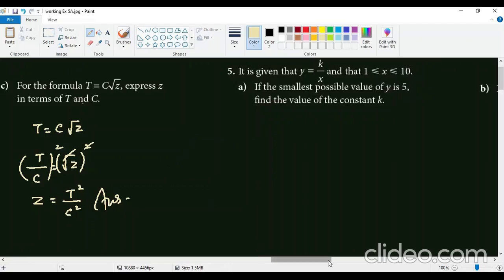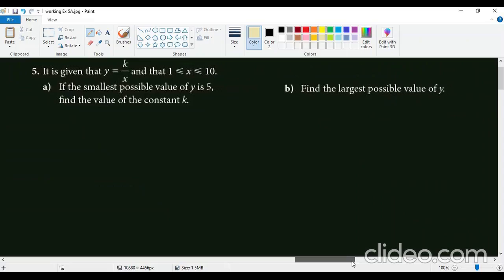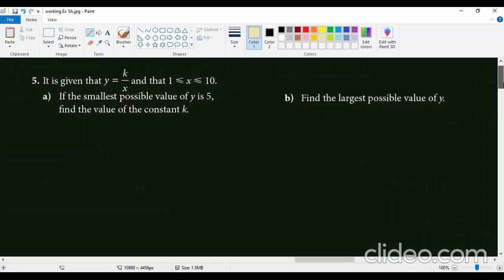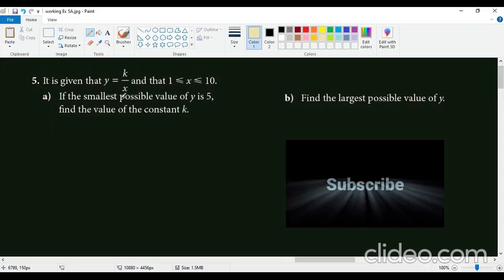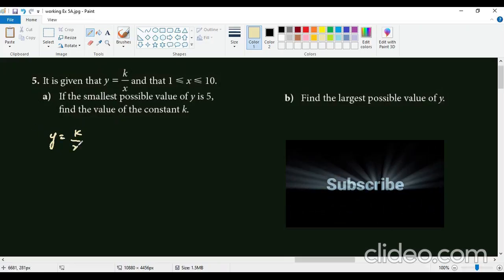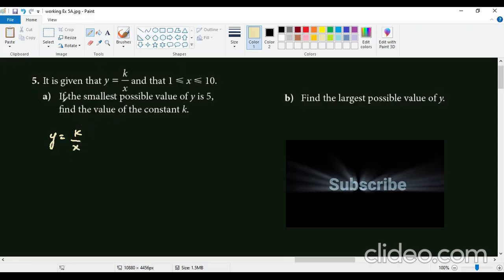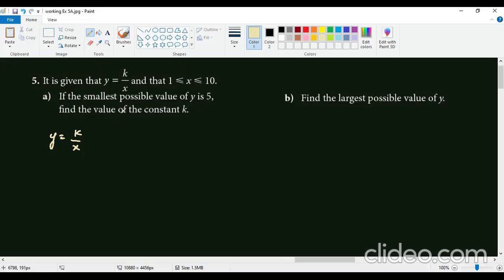When it comes to question number 5, as soon as we see this question, we know very well we are looking at an inversely proportional case. It says y equals k over x. Now read the question. It says if the smallest possible value of y is 5, find the value of constant k. Y is 5, and I can find the smallest possible value when I use the largest value of x. So the largest value is 10. So I will be using the x value as 10. Now that means k is equal to 50, which is the required answer for the question.